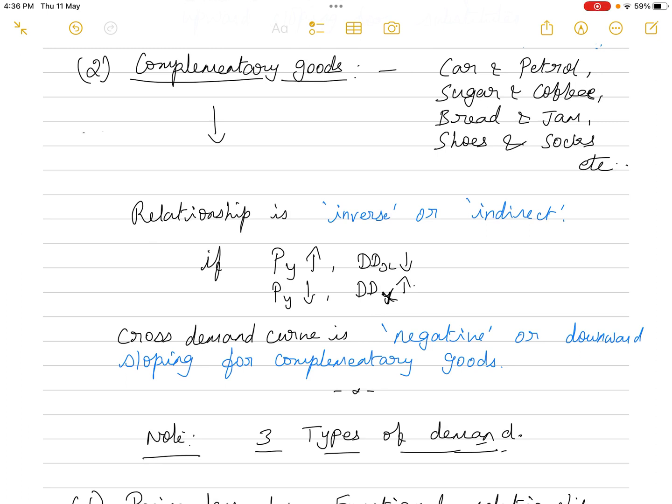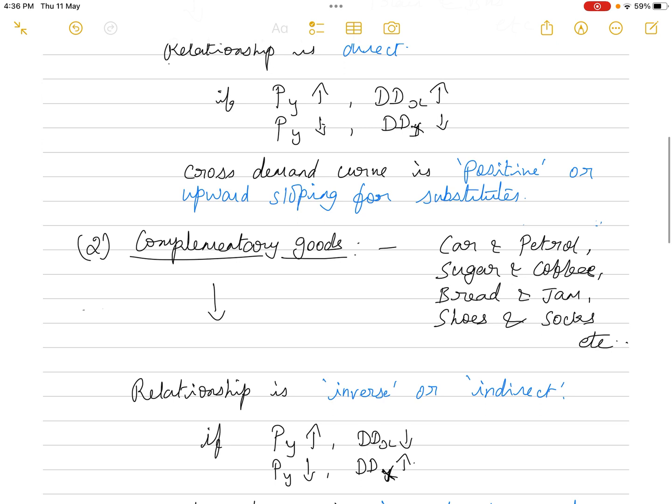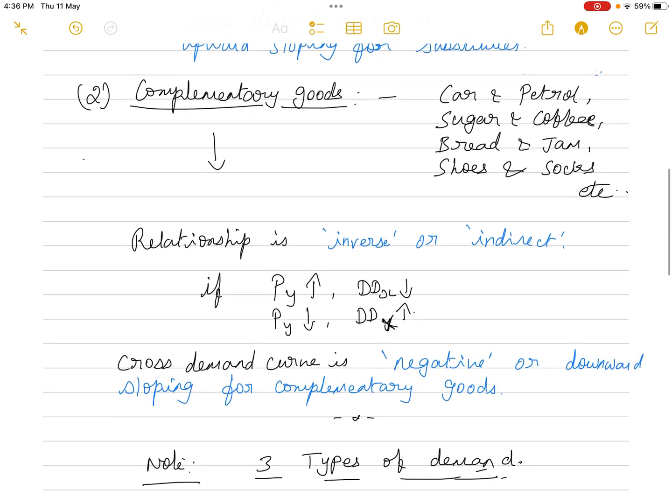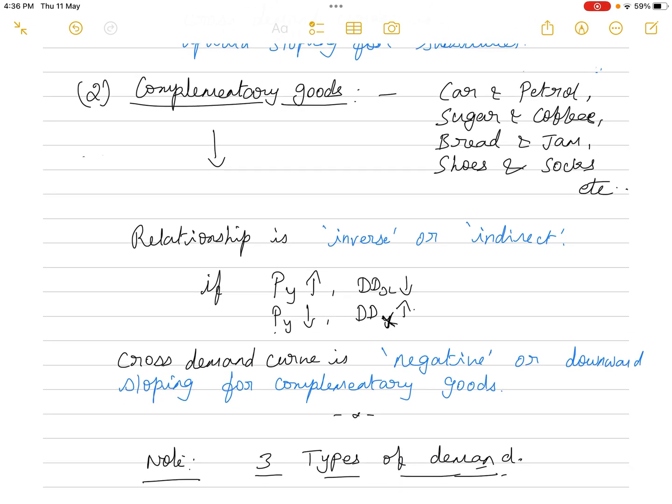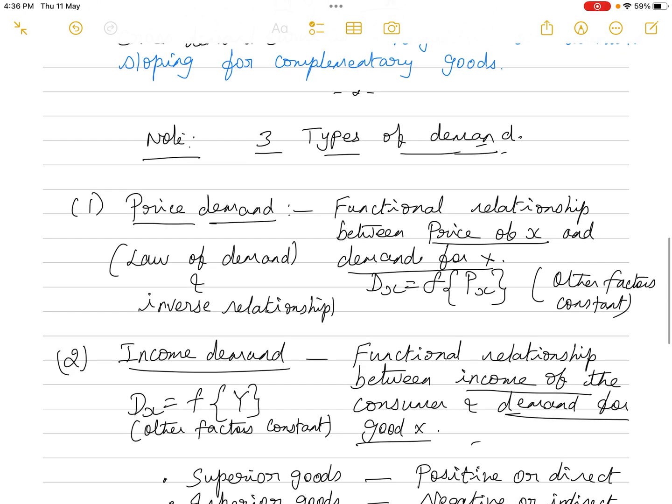Now this is the brief explanation of cross demand. In the answer, you have to explain the same thing with the help of a table and diagram. Make sure it is the demand for X. We are talking about the price of Y and the demand for X. Here also we are talking about the price of Y and the demand for X.